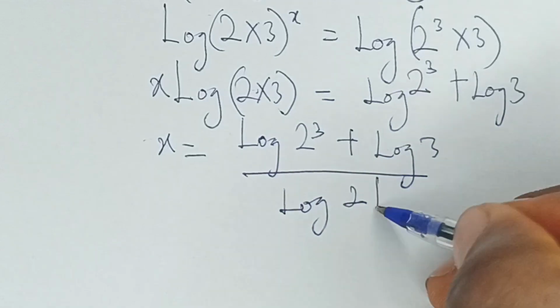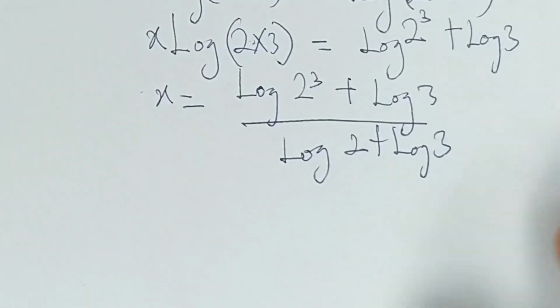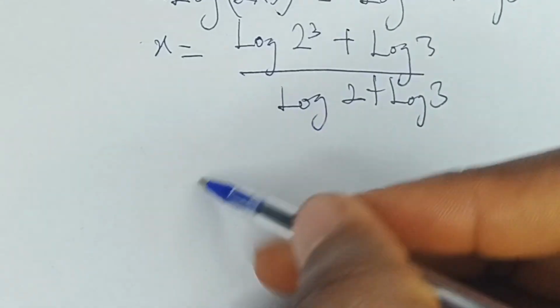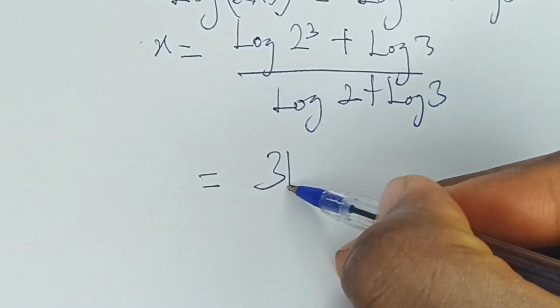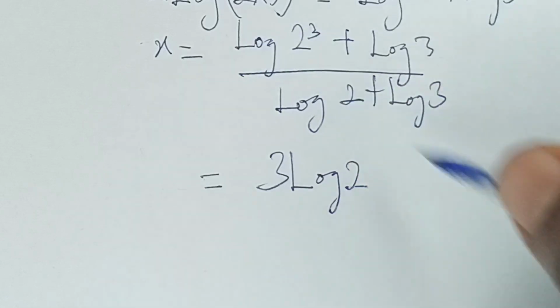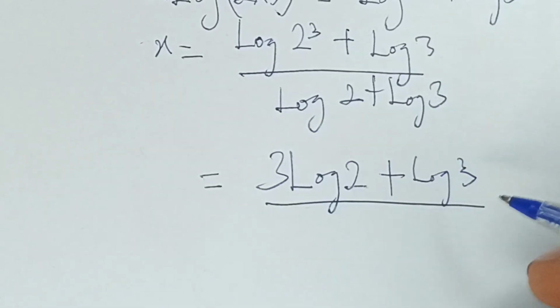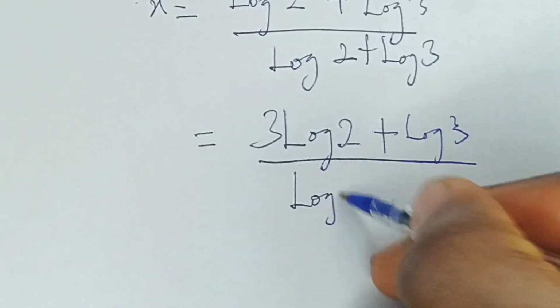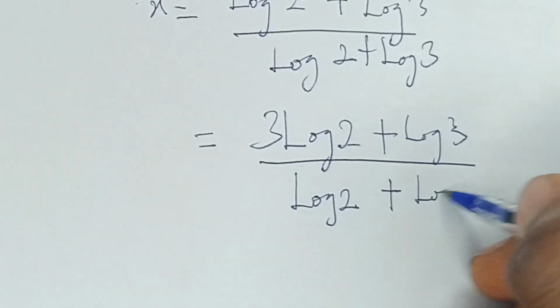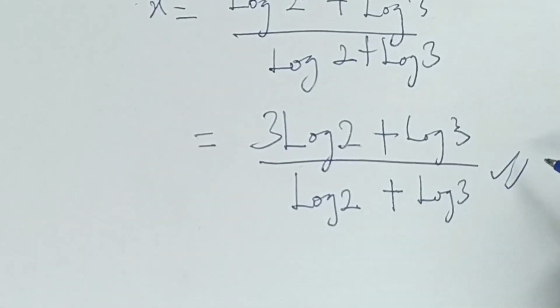Now this is also plus logarithm of 3. Alright, and this becomes equal to 3 times logarithm of 2. Okay, when you have something like this, the power multiplies the log, plus logarithm of 3, divided by logarithm of 2 plus logarithm of 3. Alright, so this becomes the final answer to the equation.